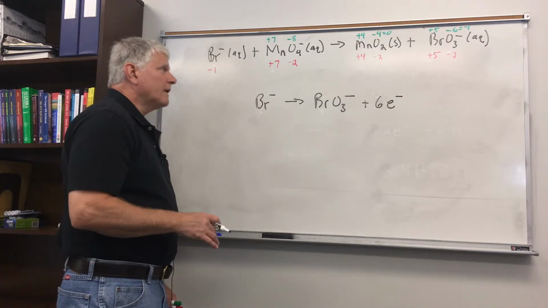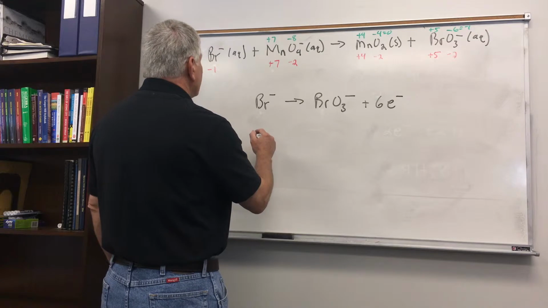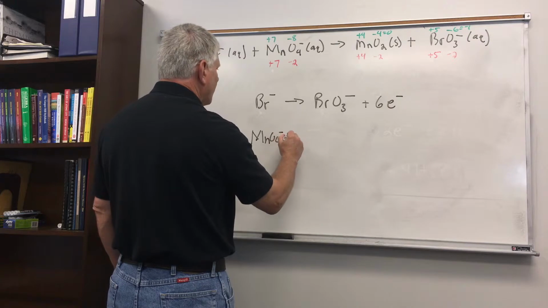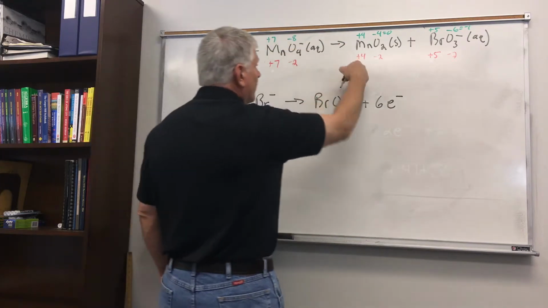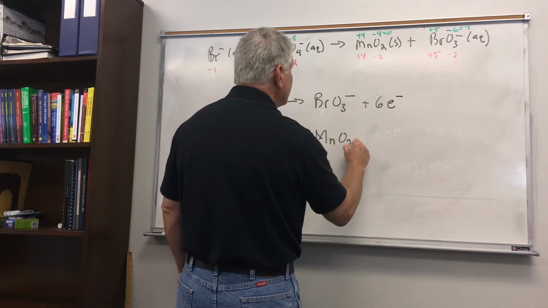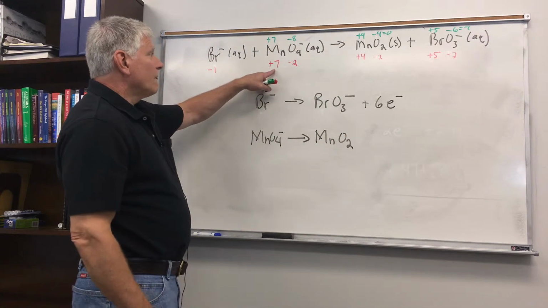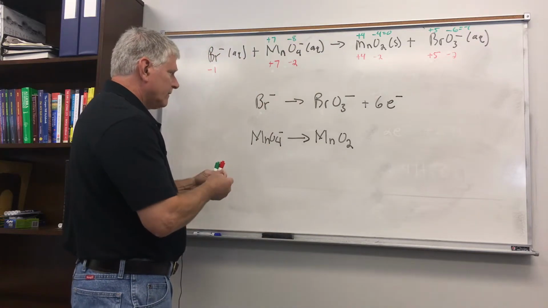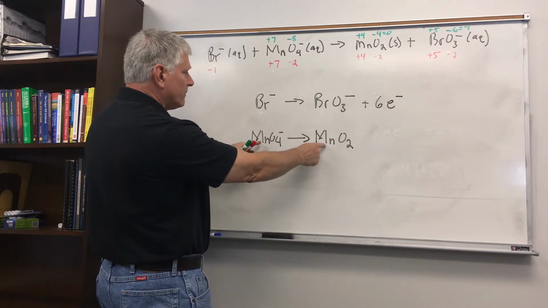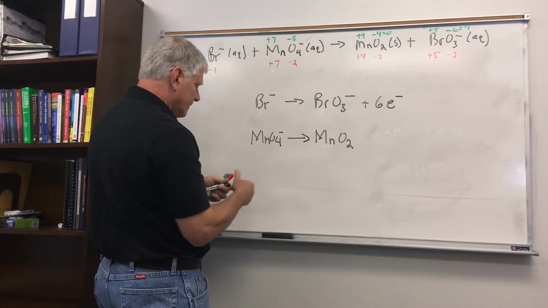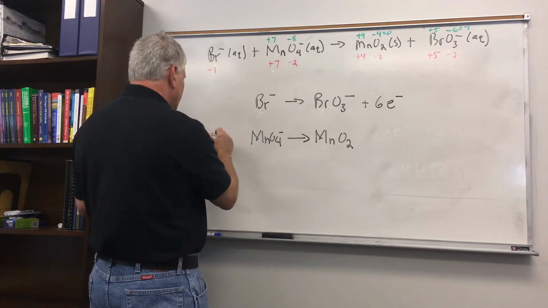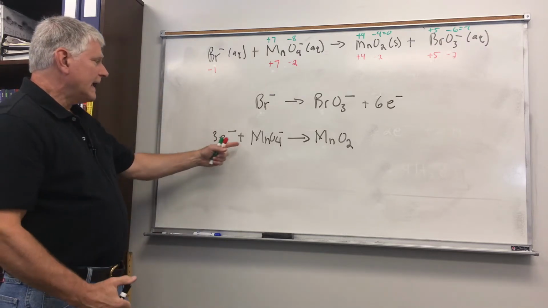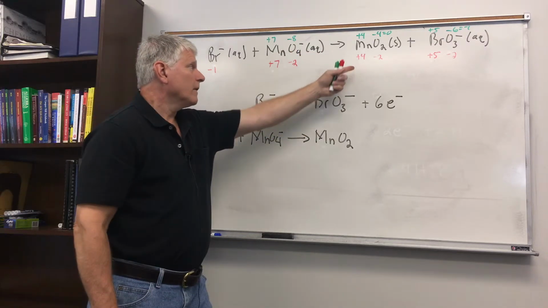Okay, so now I'll write the reduction reaction. So I have MnO4 minus, and it is going to MnO2. And so this manganese has gained 3 electrons. So each manganese has gained 3 electrons, so make sure the manganese is balanced 1 to 1 here. So I can write +3 electrons. So manganese has gained 3 electrons to go from +7 to +4.